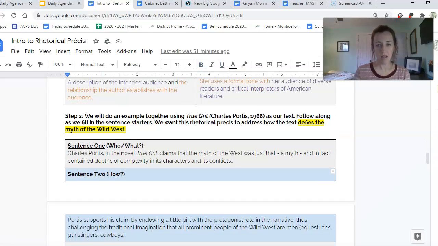So our claim was that Charles Portis, in his book True Grit, defies the myth of the Wild West. So we went back to that earlier week on the myth of the West and how it should be a landscape of cowboys and violent Indians and everybody is lawless. And it isn't that. There's a lot of complications to that in the book that we have. So we focused on Maddie in particular. Sentence 1, to mimic the structure that we need to use, we said Charles Portis, in his novel True Grit, claims that the myth of the West was just that, a myth, and in fact contained depths of complexity in its characters and its conflicts.